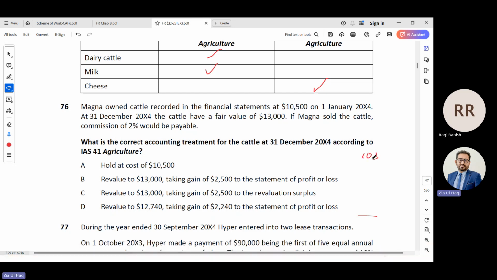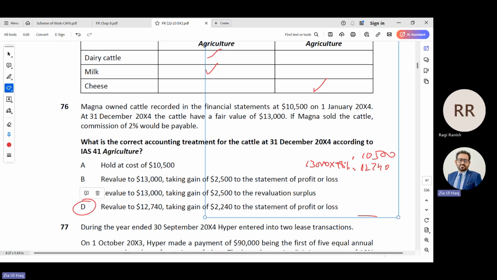What's the difference between 10,500 and 13,000 times 98%, because 2% we need to deduct? What's that? No, what's the value of 98%? 12,740. So at this amount we will record the asset and 2,240 will be the gain.